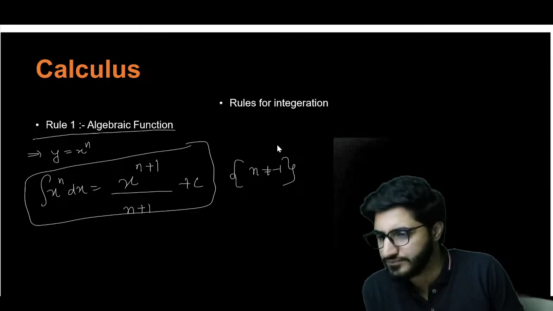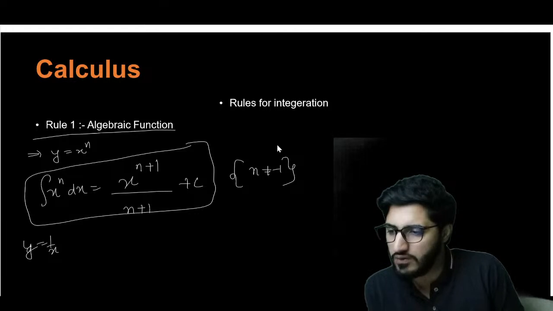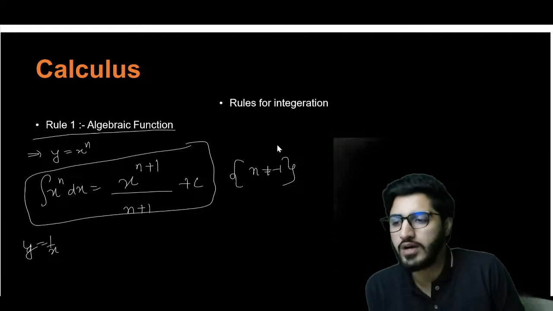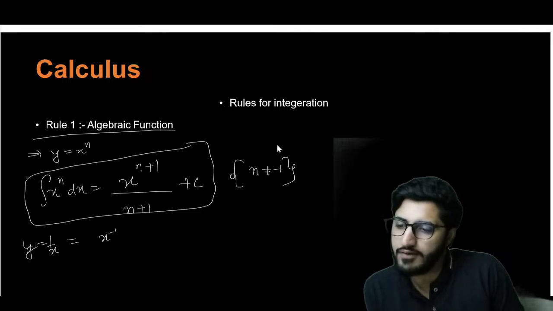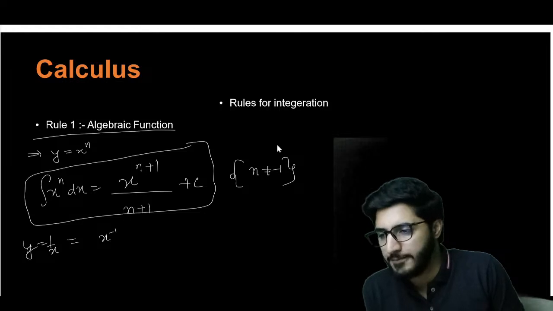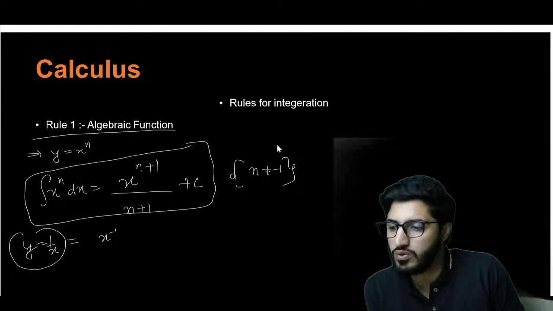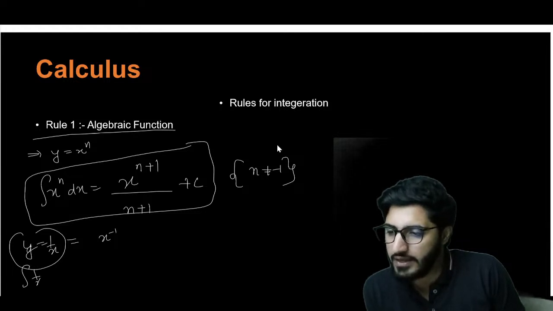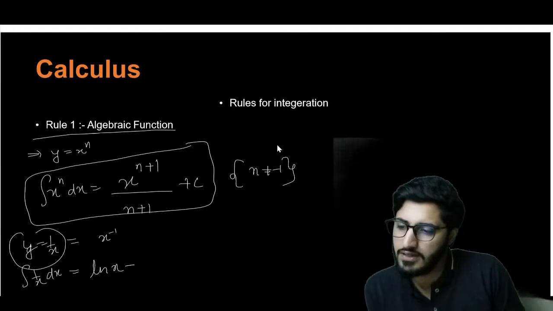One more thing: if we have y equals 1 by x, how can we do it? You could write it as x to the power minus 1, but here we have minus 1, so this rule is not applicable. If we have a function like this, we have to apply the log. The integration of 1 by x with respect to dx is nothing but ln of x plus c.